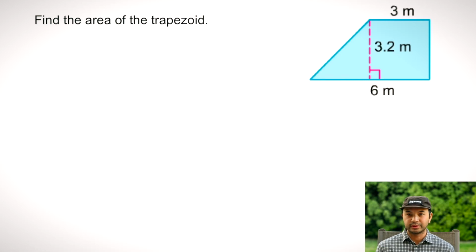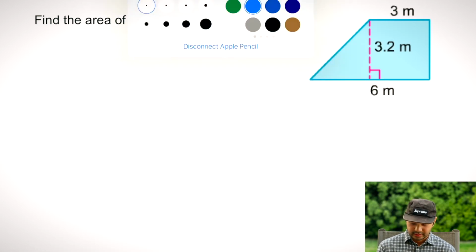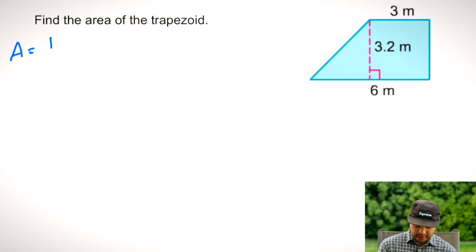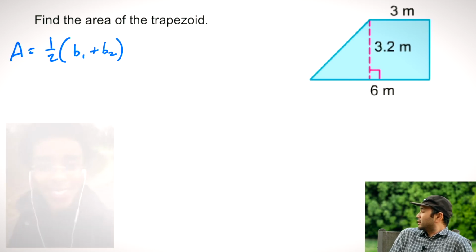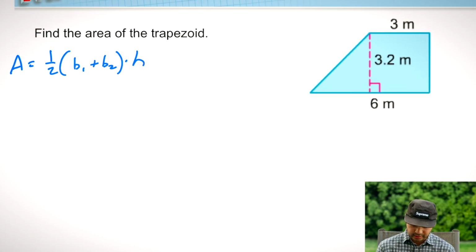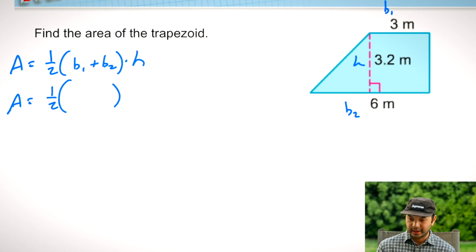So first, if you don't know what to do, the first thing you should do is rewrite the formula to find the area of a trapezoid. So I'm going to write area equals 1/2 base 1 plus base 2 times height. So we don't know the area, so that's A. We're going to put in 1/2 base 1. It doesn't matter which one the base 1 or base 2 is. I'll say this is base 1 and this is base 2 and this is the height. So base 1 is 3 plus 6 and then the height is 3.2.